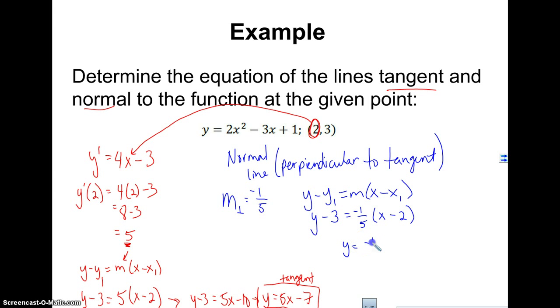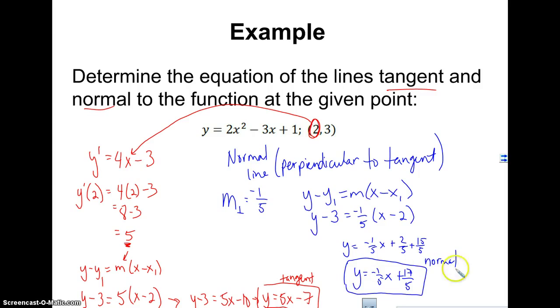If we want to simplify this to slope-intercept form, we're going to add 3 to both sides here. So I distribute and then add 3, and I get y equals negative 1/5 x plus 17/5. Okay, so this would be my equation of the normal line.